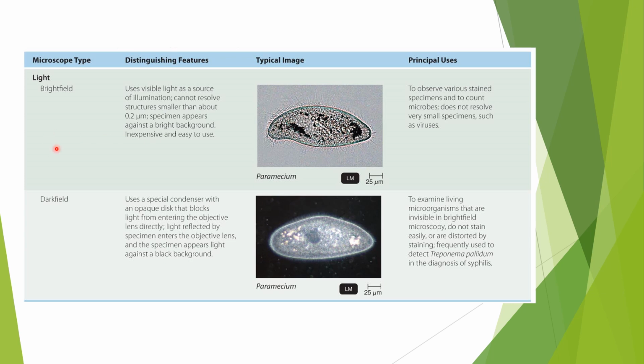Right here, those are some other types of light microscope. So this one right here, we refer to it as the bright field microscope. It still uses visible light as the source of illumination, and the specimen basically shines against a bright background. Against the bright background, you are able to see the specimen pretty well.